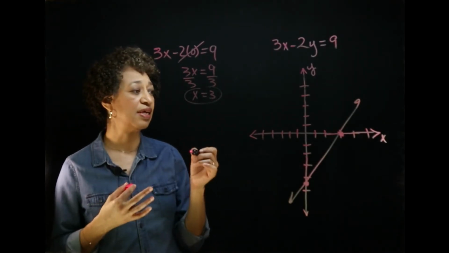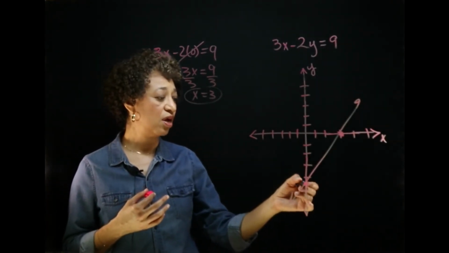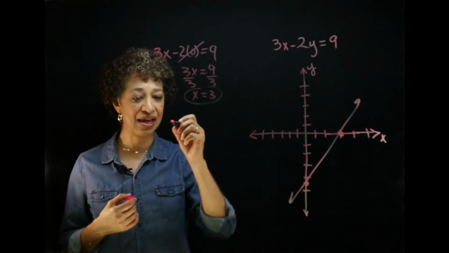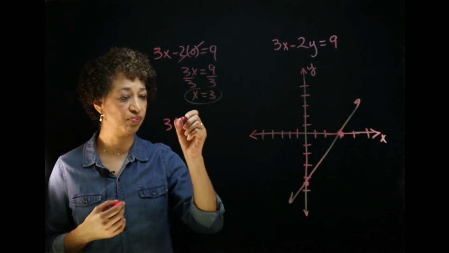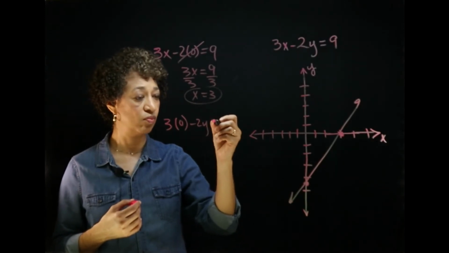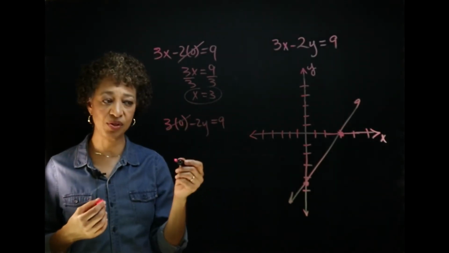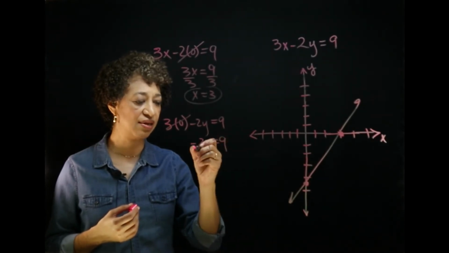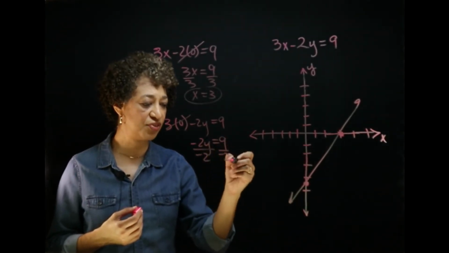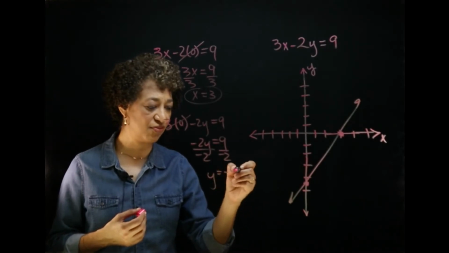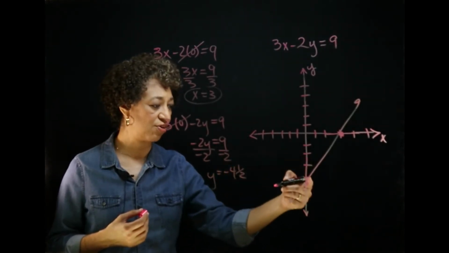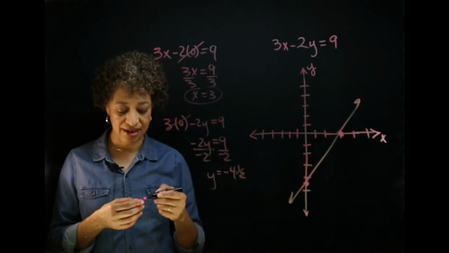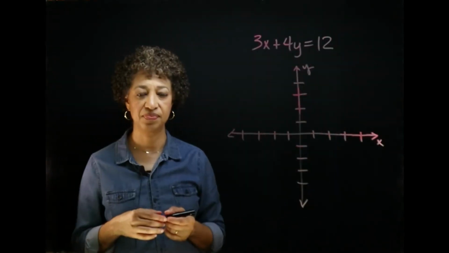Now, similarly, if we want to find the y-intercept, of course, the x-coordinate is going to be 0. So I'm going to make the x 0 here. This term goes away, and I have -2y is equal to 9. Divide both sides by -2, and we get -4.5, which is what I graphed here. So because there are 2 points on any line, I was able to graph the line.